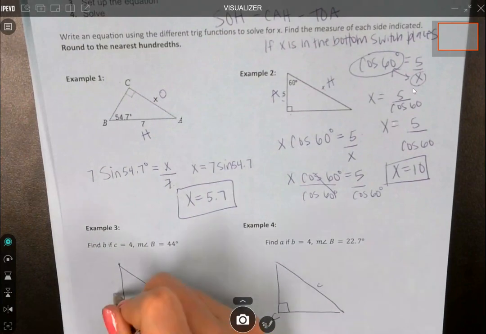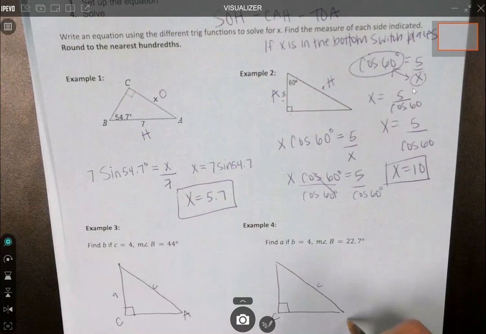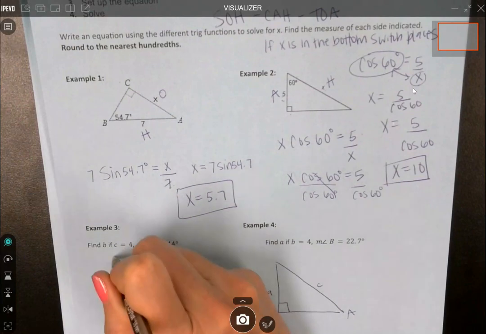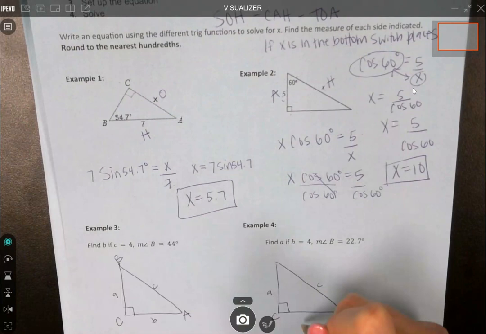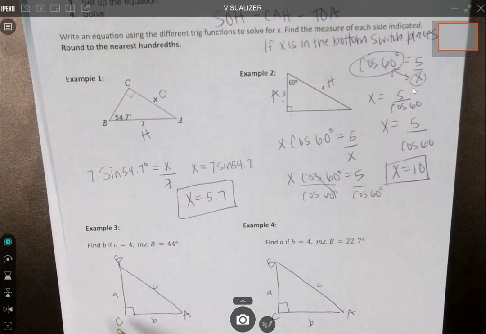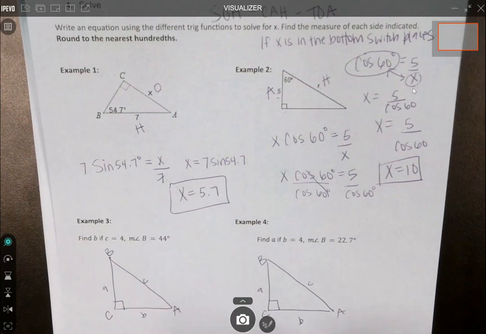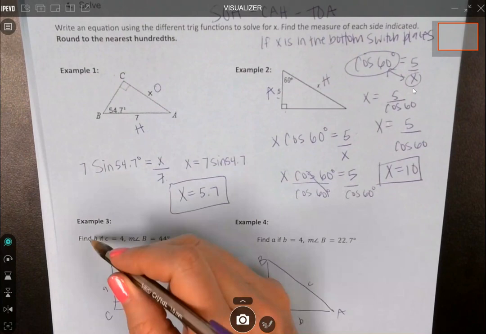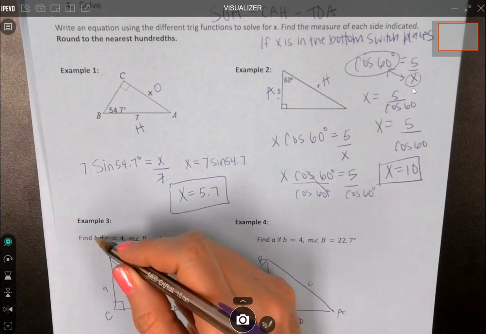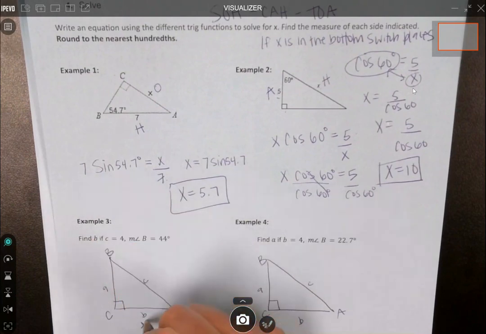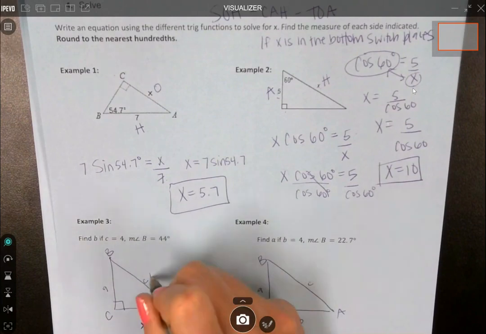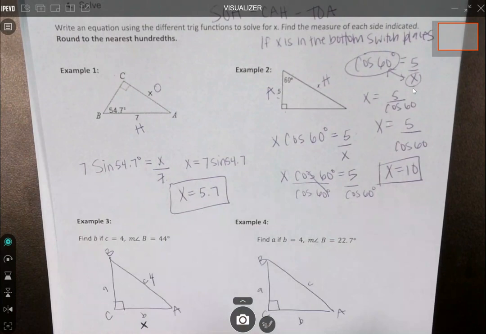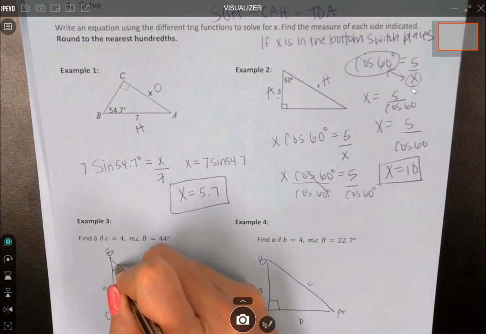This corner is going to be A, across from it is little a. This corner is going to be B, and across from it is little b. So the A and the B could switch places and it wouldn't matter, as long as C is in the right spot. Okay, so we're finding B, so this is our x, right? And we know little c is 4, so we know this is 4. And then I know angle B is 44 degrees.